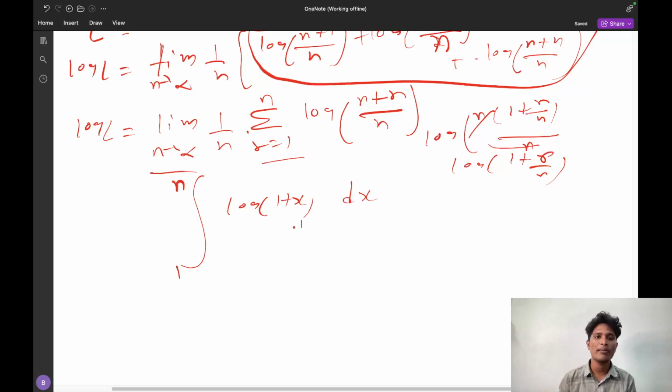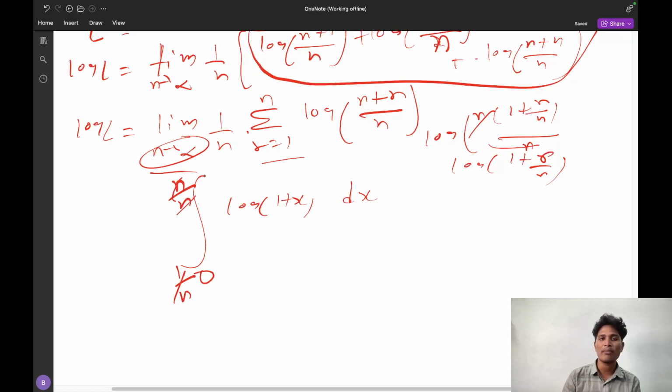But how can we define limits? The limit is 1 to n, but we have to divide by n, because n is tending to infinity. So when I divide and n is tending to infinity, this 1 by n becomes 1 by infinity. It will be 0.